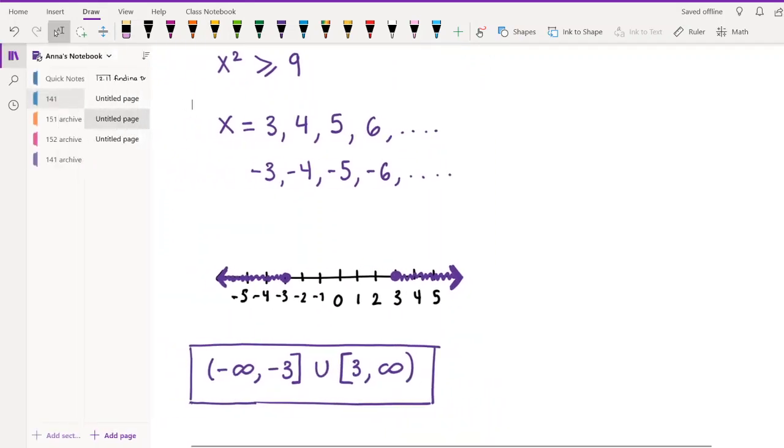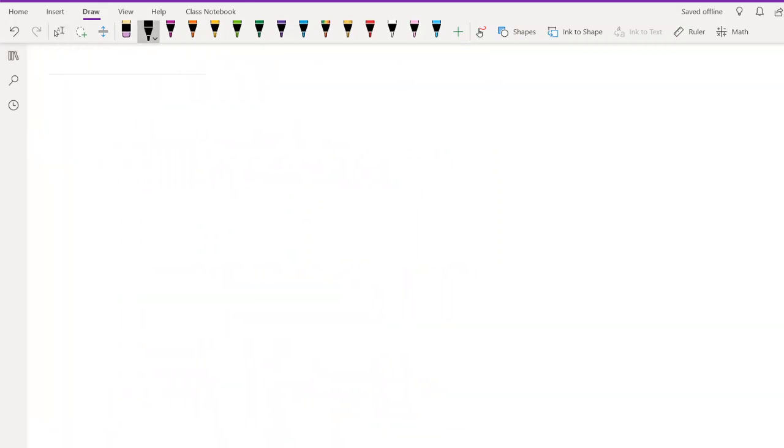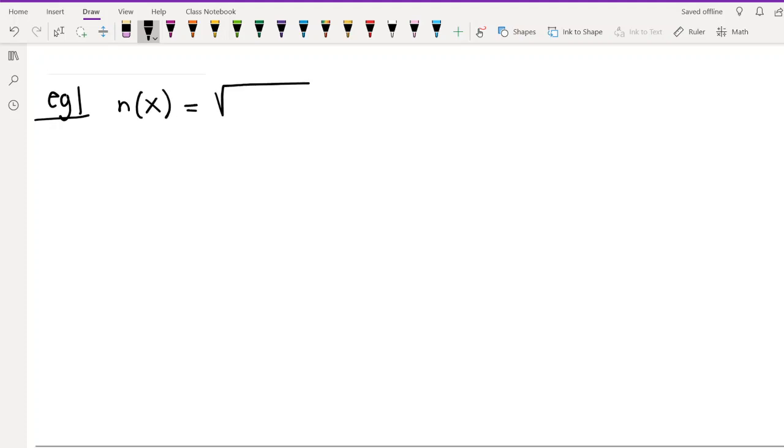Okay, so a few more examples. All right, so next one I want to do is, what letter? I think maybe we're on N. So n of x is equal to, again, this is going to look very similar, but we'll see that it's actually a bit different. So now we have the square root of x squared plus 9.